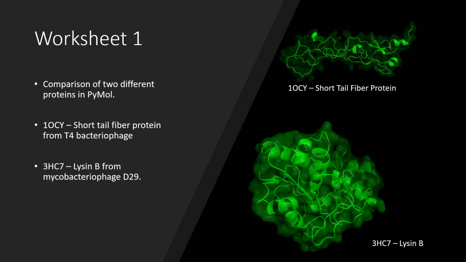Lysine B contains many more secondary structures in protein folding, consisting of alpha helices and beta sheets that are tightly compacted in a spherical enzyme. The short tail fiber protein, on the other hand, does not display a lot of protein folding or secondary structures.